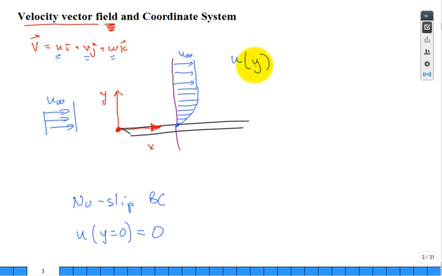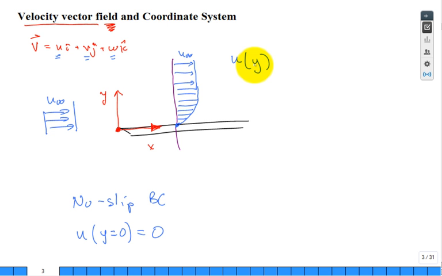First time student sees that, it really is confusing. It's like, I want u as a function of x. No, no, no. We put x as the distance horizontal from the leading edge. Y is perpendicular from the surface into the fluid. That's why u is a function of y. That's what we're really interested in.